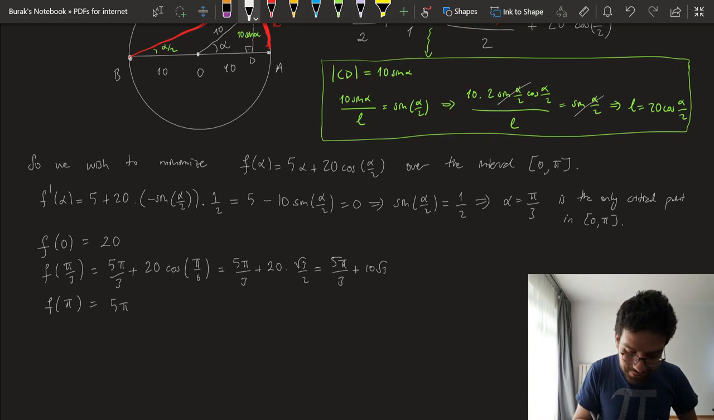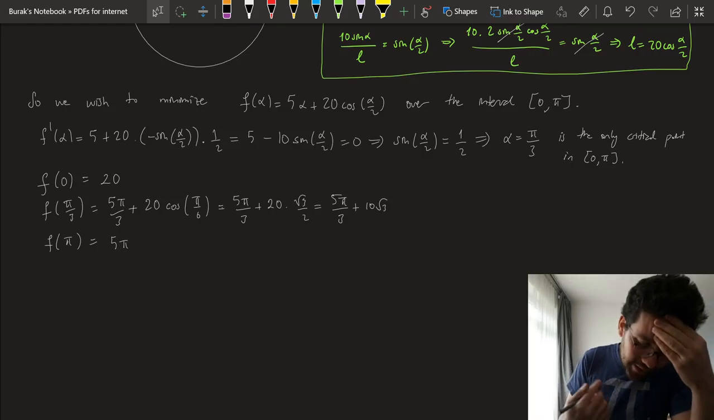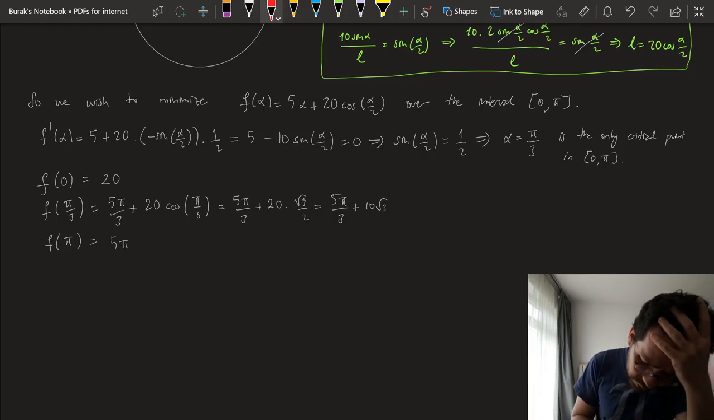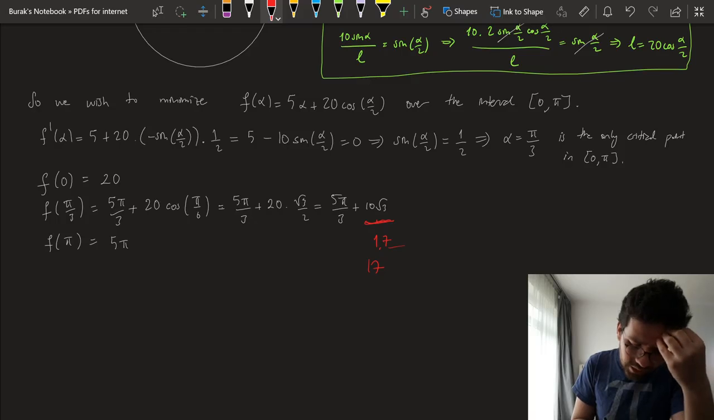Let me take some guesses here. Root 3 is something like 1.7. So this term is going to be something like 17. But this is greater than 1, so this is going to be greater than 22.